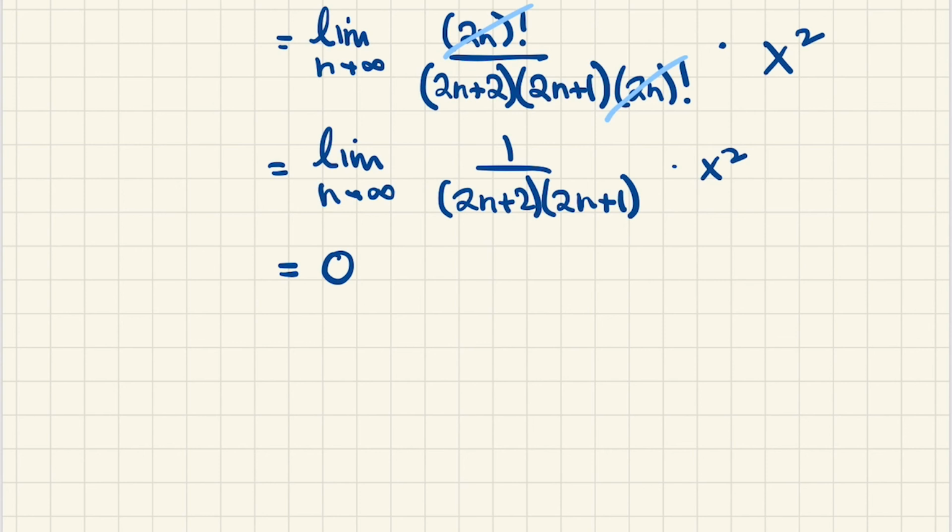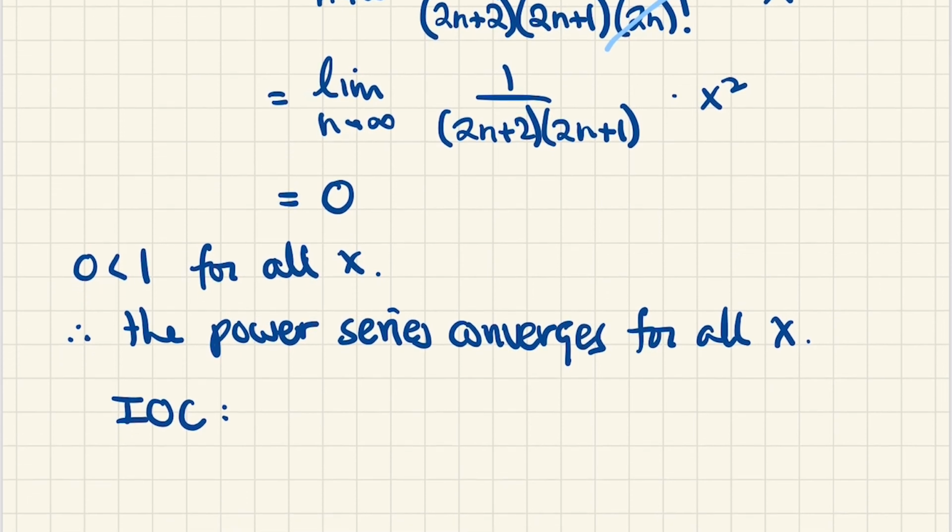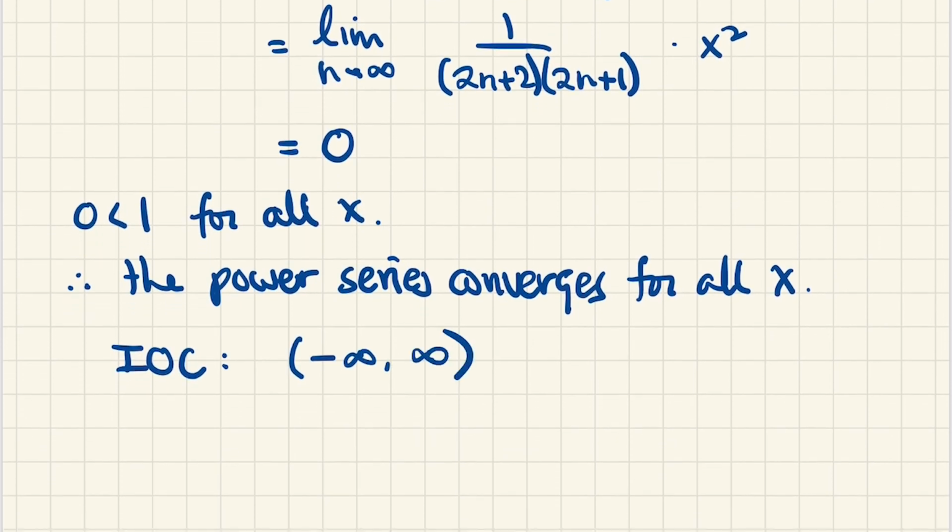Now this particular limit evaluated to 0 regardless of the value of x. And 0 is less than 1. So no matter what the value of x is, if we apply a ratio test, we're going to get 0, and 0 is less than 1. So that means that the series converges for all values of x. So our interval of convergence, we can say right away, is simply -infinity to +infinity.